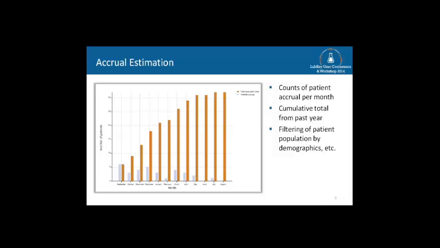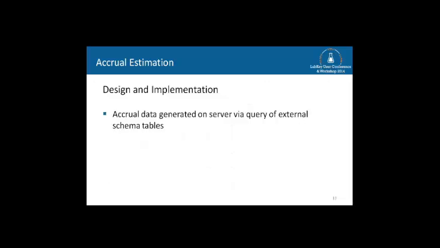So this visualization will update as you change those parameters, and you can see which of your criteria might be more restrictive or not, or how you might need to adjust things accordingly. So this report was implemented where the data again lived in an external schema that's exposed in the LabKey server, and the query layer on the server does the aggregate or the generation of that monthly accrual data.